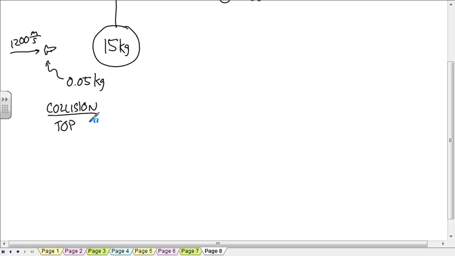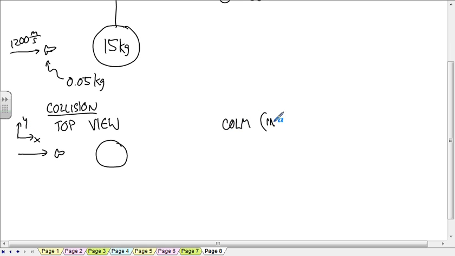So we'll think of a top view. There's the bullet. The top view really looks just the same as the side view, and if the coordinate system is oriented this way, then conservation of linear momentum, inelastic, says 0.05.